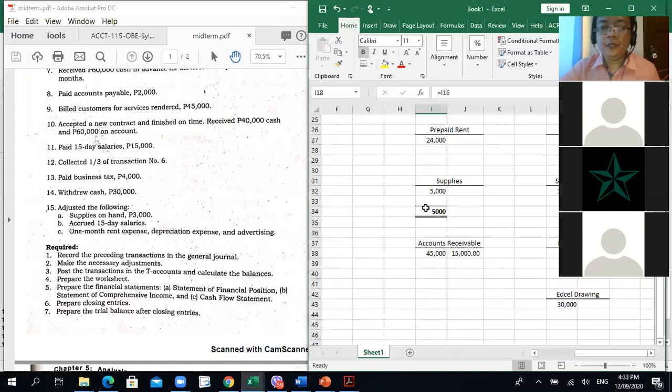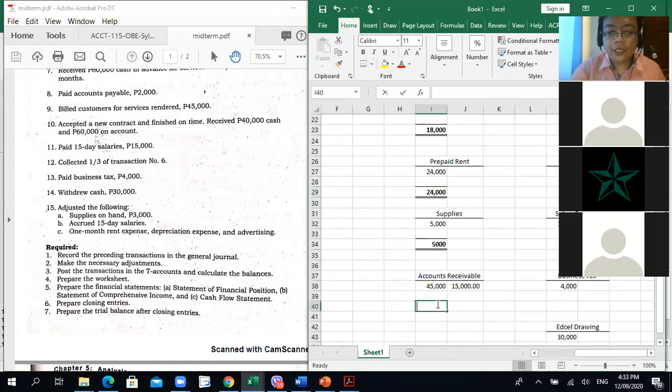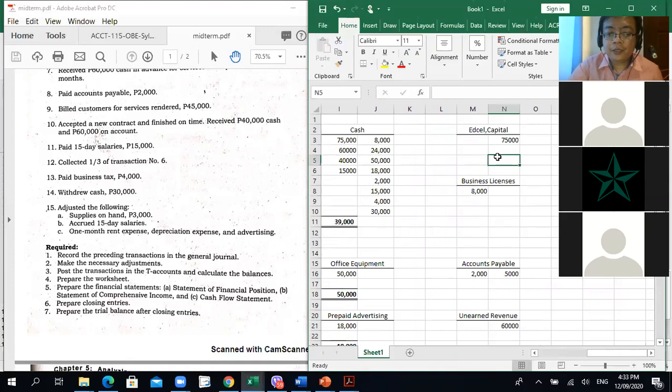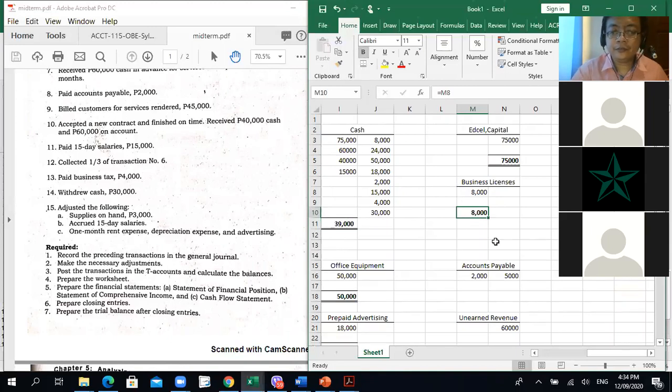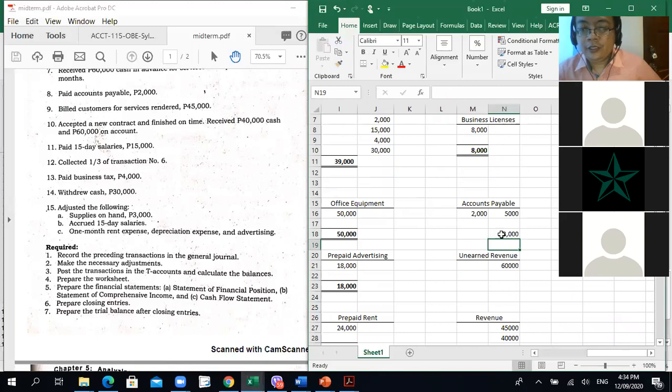Okay, next is prepaid rent of 24,000. And your ER, how much? 40 less 15, and you have here 30,000. Alright. Next is Edsel Capital of 75. Business licenses, or sabi ni Elaine, ginawa niya lang ay licenses, okay lang. Accounts payable is 5,000 less 2,000. So you have here 3,000.